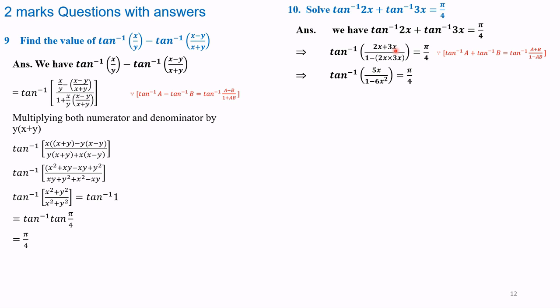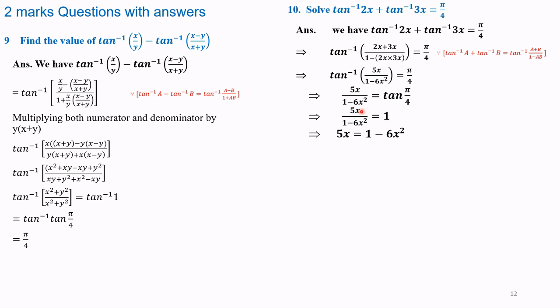Therefore, it is 5x over 1 minus 6x square. The numerator is 2x plus 3x is 5x, and the 2x into 3x is 6x square. That is equal to pi by 4. Therefore, we take tan again. Tan of tan inverse of 5x by 1 minus 6x square is 5x by 1 minus 6x square, equals tan of pi by 4, the right hand side. But tan of pi by 4, we know the value is 1. Therefore, 5x over 1 minus 6x square is equal to 1.